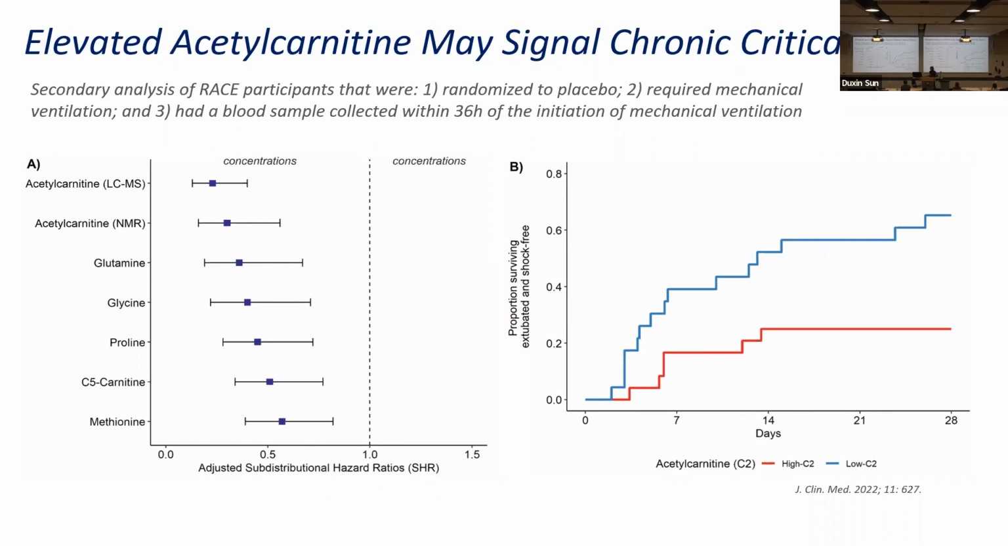A lower proportion of patients who had high acetylcarnitine survived to be extubated and shock-free during their hospital course versus patients with lower acetylcarnitine, suggesting that acetylcarnitine, and particularly the persistent elevation of acetylcarnitine, may be a biomarker for prolonged, what we call chronic critical illness, or just a delayed recovery in patients with sepsis.